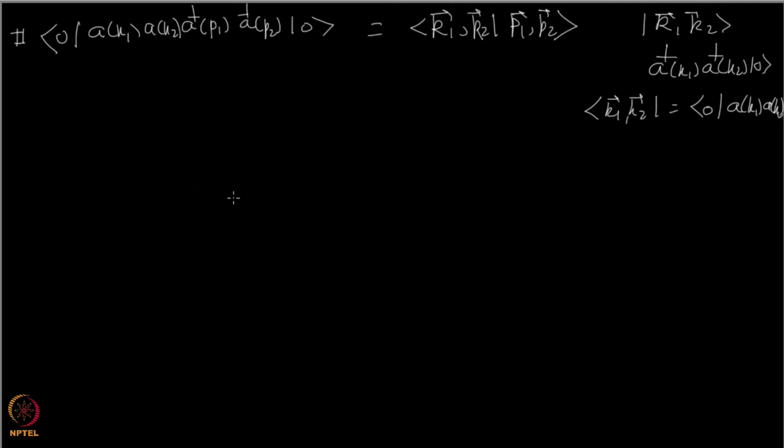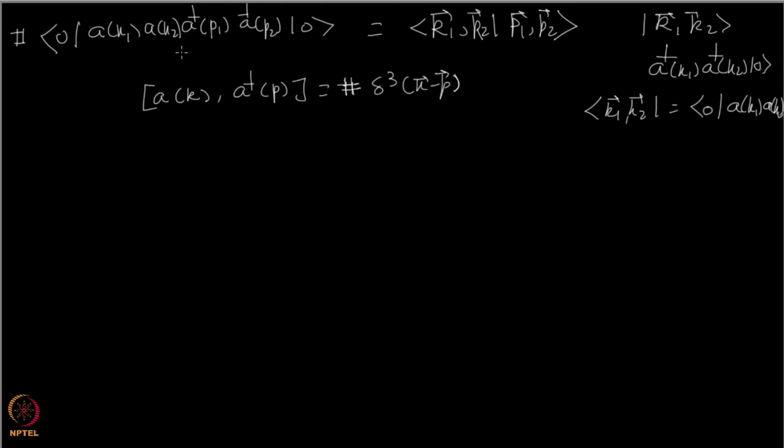Okay, so let's compute, and computing this is easy because we have this relation: A_K, A dagger P is delta cube K minus P. I don't remember the factors we chose here, but that's beside the point. We will not need this factor, so I'm not careful in writing this. You can find it in the previous notes, but let's not worry about the factors here.